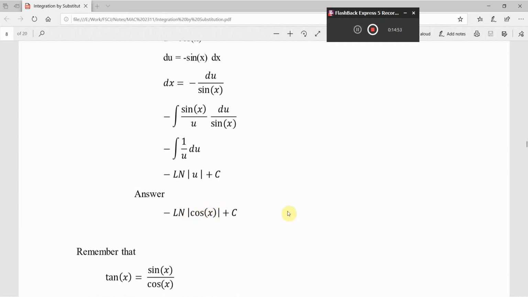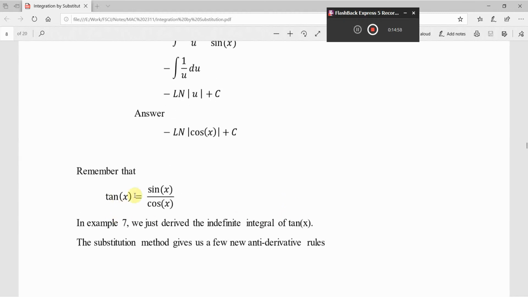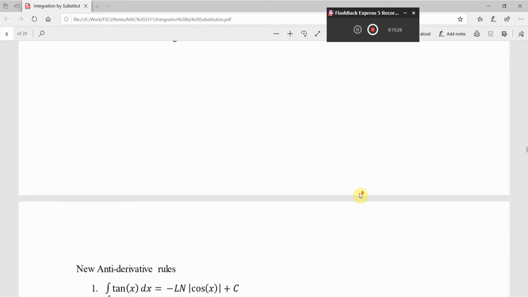x plus a constant. Now remember, tangent of x is equal to sine of x over cosine of x. So in this example, example number 7, we just derived the indefinite integral of tangent x. So the antiderivative of tangent x is negative the natural log of the absolute value of cosine of x plus a constant. Well, because of that, the substitution method also gives us a few new antiderivative rules.